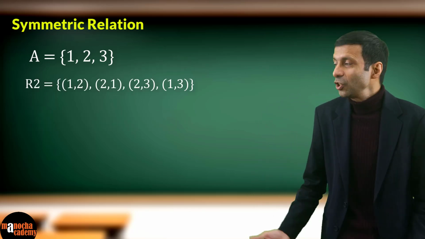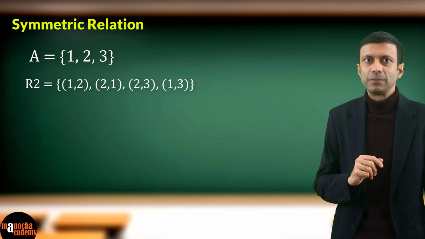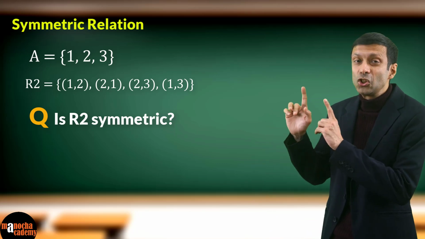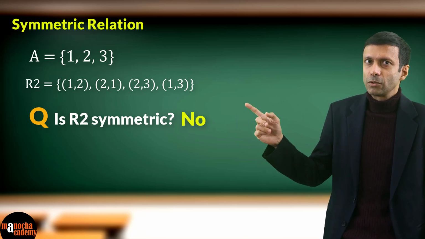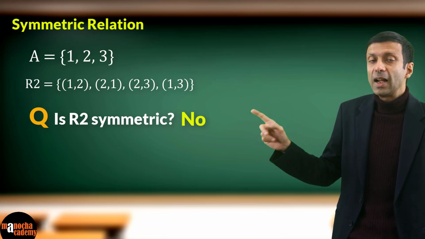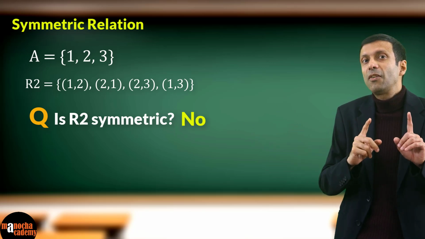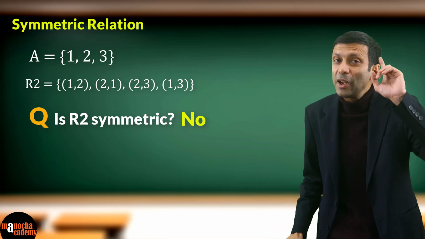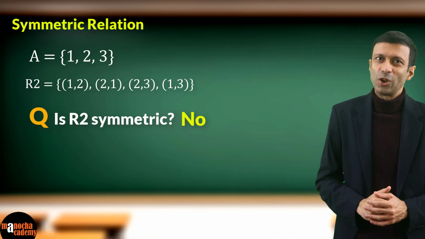Now if I give you this relation R2, which contains (1, 2), (2, 1), (2, 3) and (1, 3), can you tell me, is it symmetric or not? That's right, this relation is not symmetric. Let's look at why. It has (1, 2) and (2, 1), so there the symmetric condition is satisfied. But it has (2, 3) and it doesn't have (3, 2). Similarly, it has the element (1, 3) but does not have the pair (3, 1). That is why this relation is not symmetric, because remember, if it has (a, b), it must have (b, a) also. So R2 is not symmetric.